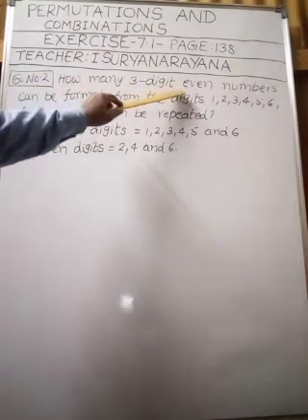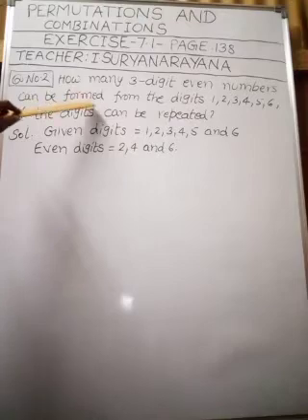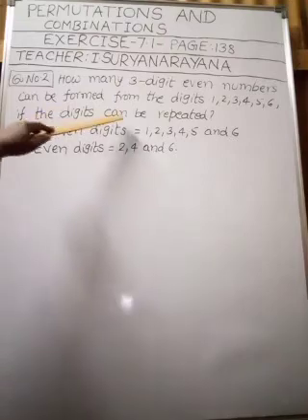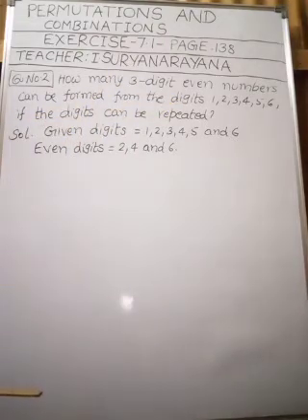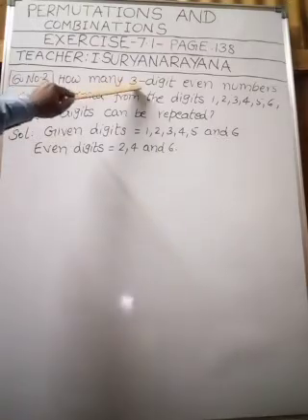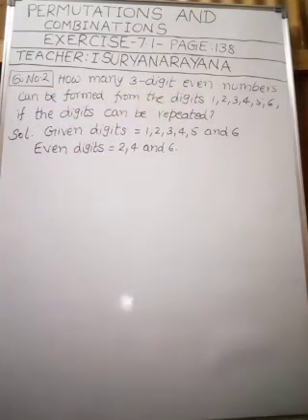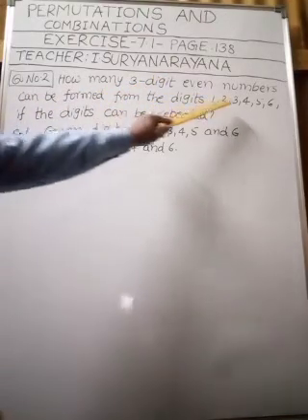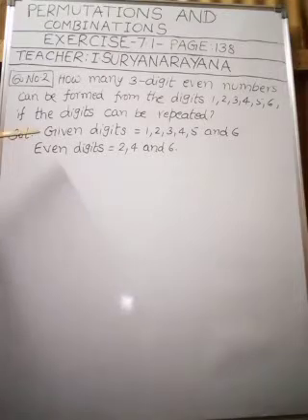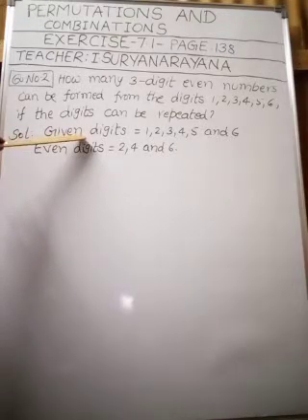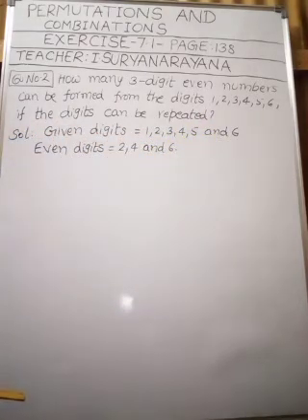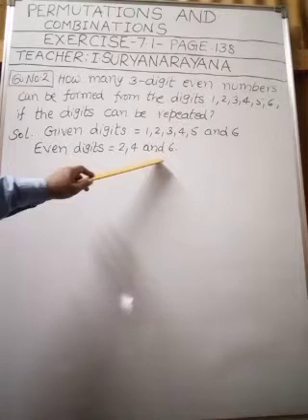How many 3 digit even numbers can be formed from the digits 1, 2, 3, 4, 5, 6 if the digits can be repeated? Understood this question, my dear children? Right. We have to write 3 digit even numbers by using these 6 digits. So come to the solution part. What are the digits given to us? 1, 2, 3, 4, 5 and 6. Out of these 6 digits, what are the even digits? 2, 4 and 6.